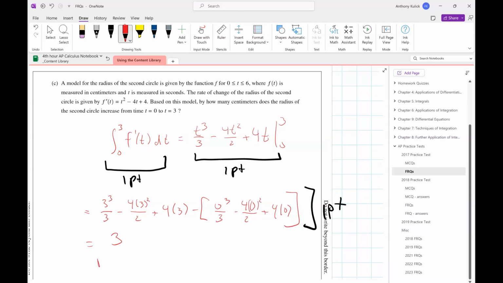So you'd say the radius, I would say it does, increases by 3 centimeters from t equals 0 to 3.